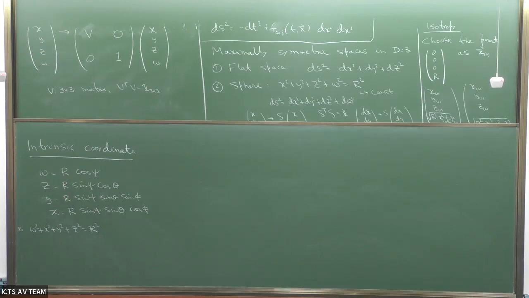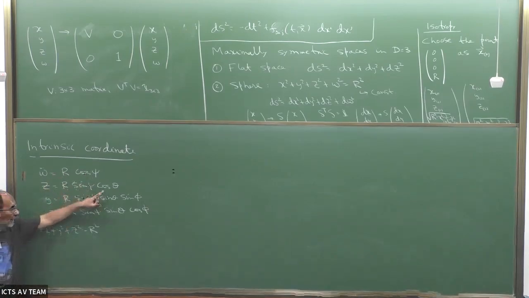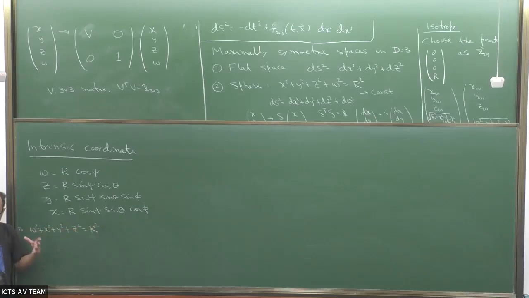So these are three coordinates. Now r is fixed, so psi, theta, and phi are the three intrinsic coordinates on the surface. These are the analogs of the theta, phi coordinates on the two-dimensional sphere. That's right, exactly.